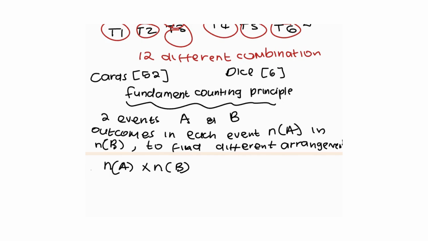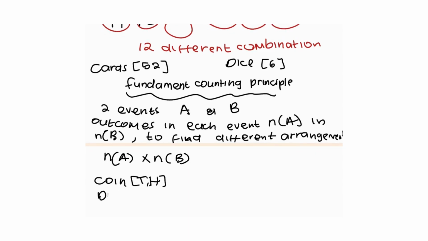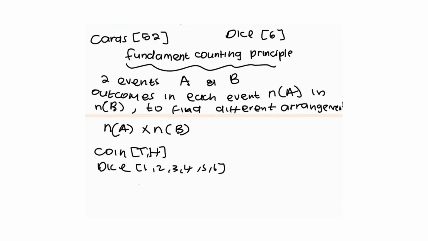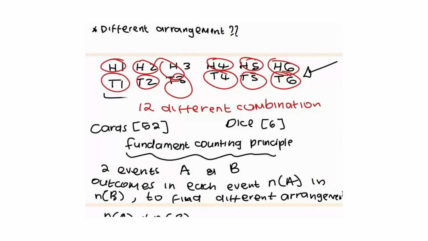If we go back to our example of a coin, our event A was a coin and it has 2 outcomes because that's a tail and a head, and then the other one is a dice. The dice has 6 outcomes because that's 1, 2, 3, 4, 5, 6. To find the different combinations, you're going to say 2 times 6, which is 12. If you check, it still gives us the same total that we got there. We got 12 different combinations.